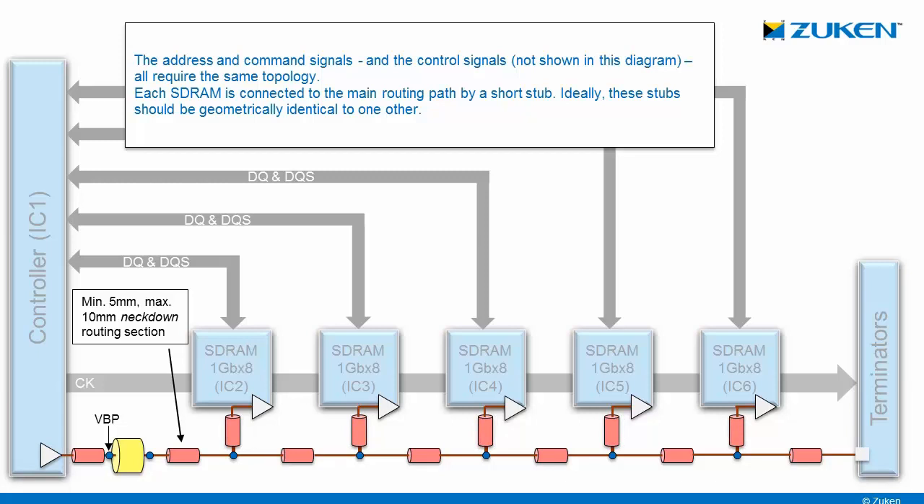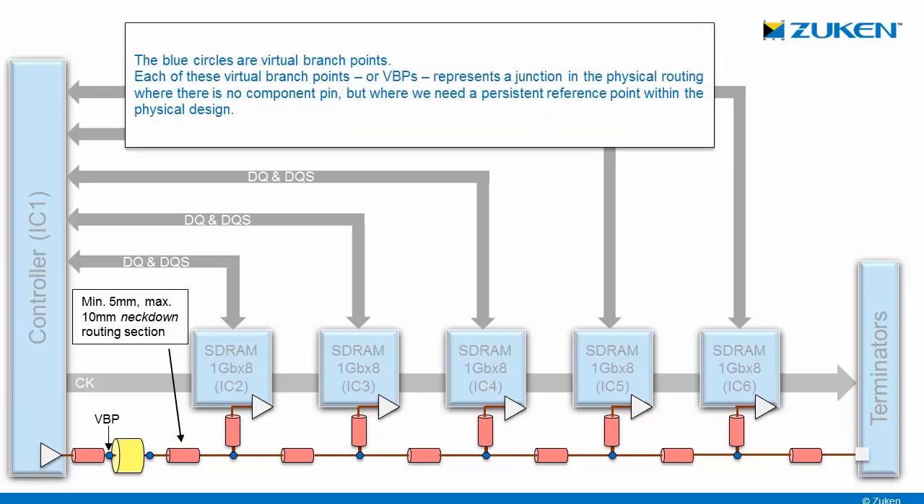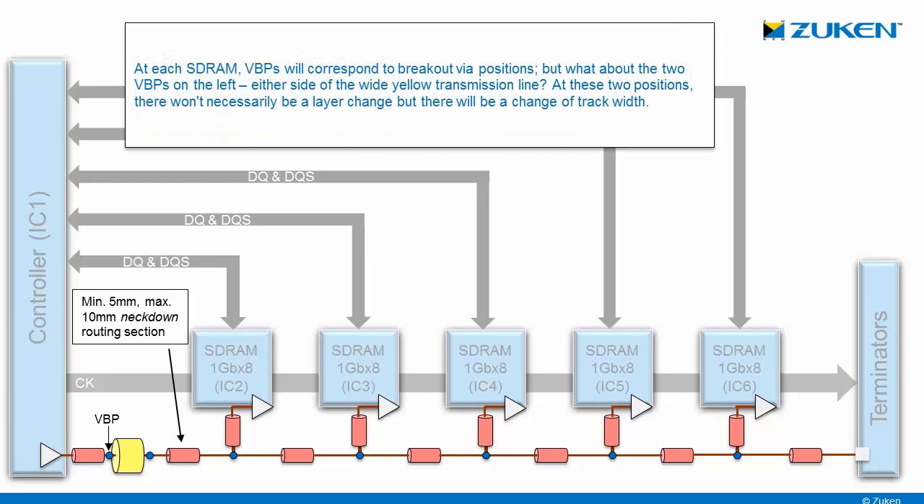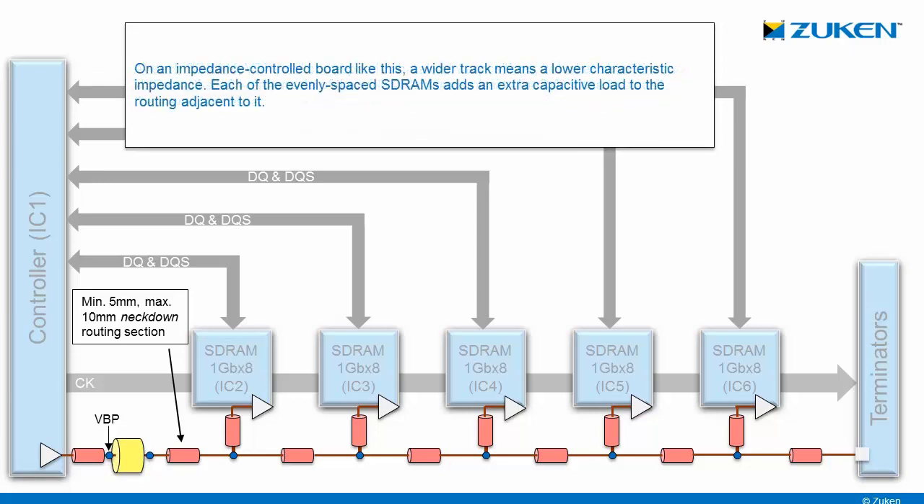The blue circles are virtual branch points. Each of these virtual branch points, or VBPs, represents a junction in the physical routing where there is no component pin, but where we need a persistent reference point within the physical design. At each SDRAM, VBPs will correspond to breakout via positions. But what about the two VBPs on the left, either side of the wide yellow transmission line? At these two positions, there won't necessarily be a layer change, but there will be a change of track width. On an impedance-controlled board like this, a wider track means a lower characteristic impedance.